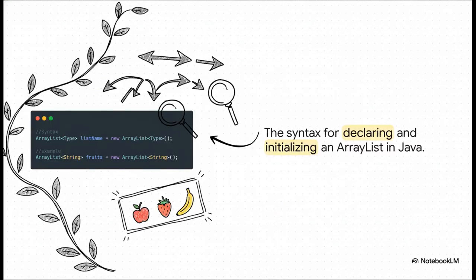And here's what it looks like in actual code. See, the syntax is really straightforward. You just declare your ArrayList, you tell it what kind of stuff you're going to put in it, in this case some strings, and that's it. You're ready to start adding items to your brand new flexible list.